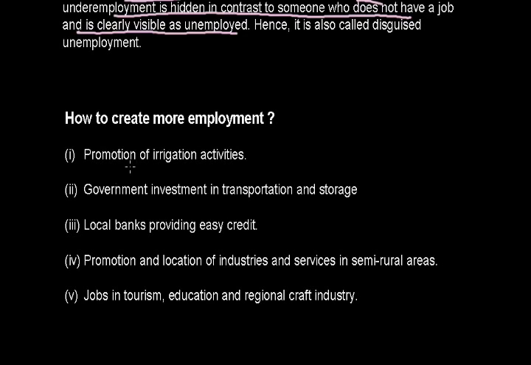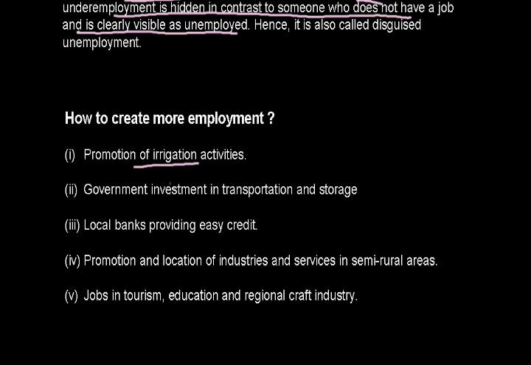The very first point given is promotion of irrigation activity. As I have already said, most of the people are engaged in agriculture, and Indian agriculture is highly dependent upon the monsoon, which is very unreliable. Sometimes it comes much before expectation, sometimes it is very late. Sometimes the amount of rainfall is so high that it brings floods. Many times it is so low that it brings drought. Overall, the people who are engaged in agriculture are affected. They are not getting proper employment.